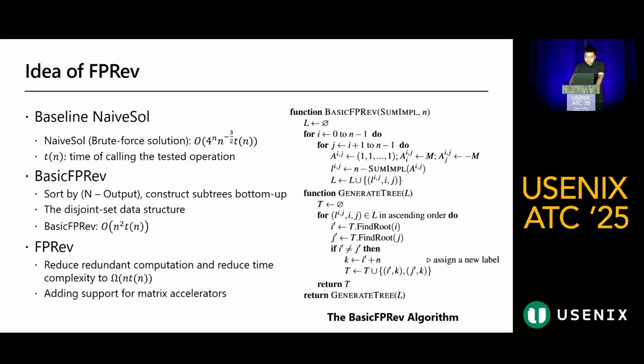Then we make further improvements. We can observe this hint in the example because we may see many duplicate construction steps. Then we prune all the duplicate steps. Then we make further improvements and reduce the redundant computation. The final time complexity has a lower bound of omega of n times T of n. Finally, we also add support for matrix accelerators, allowing us to apply these techniques efficiently in modern hardware settings.